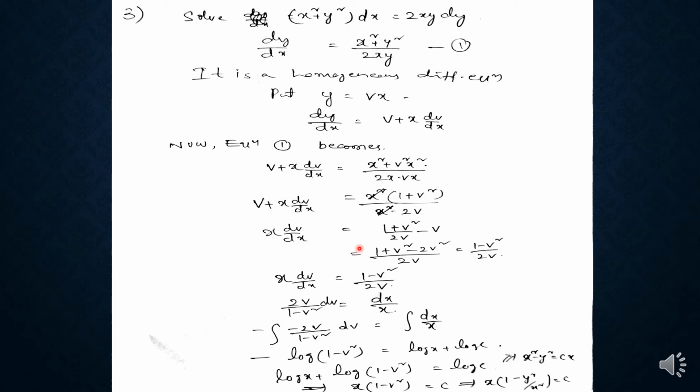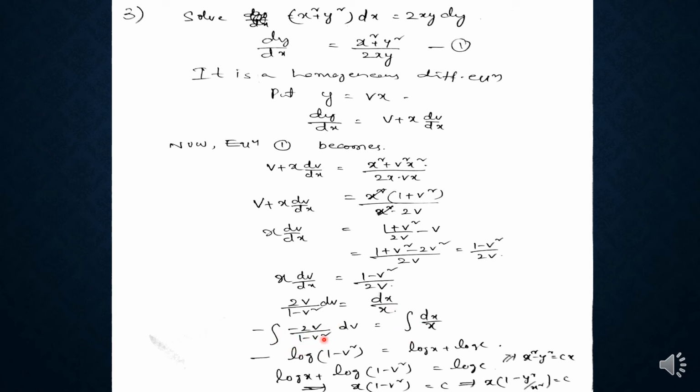That is x dv by dx is equal to (1 plus v square) by 2v minus v. That is (1 plus v square minus 2v square) by 2v, which is equal to (1 minus v square) by 2v. So x dv by dx is equal to (1 minus v square) by 2v. 2v by (1 minus v square) dv is equal to dx by x. So that is minus of minus 2v by (1 minus v square) dv, because to convert it into the f dash x by f of x form, I kept minus into minus, equal to the integral of dx by x. The variables are separated. Now after separating the variables, integrate the function on both sides.